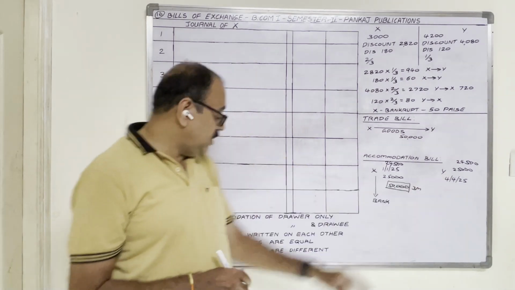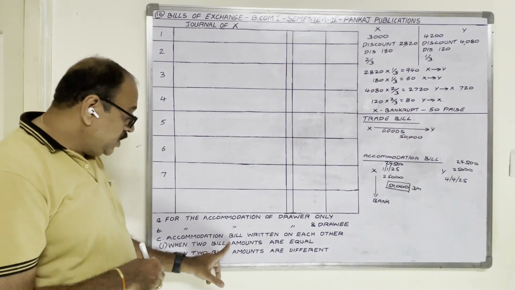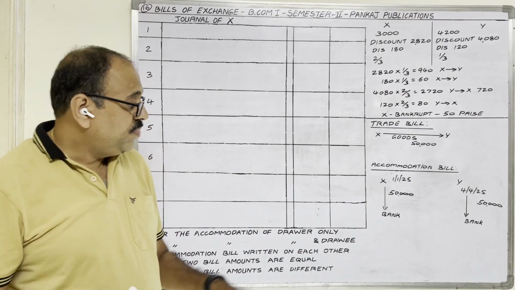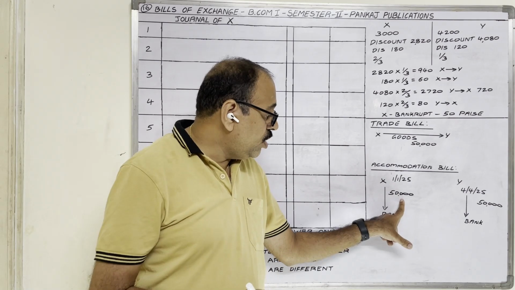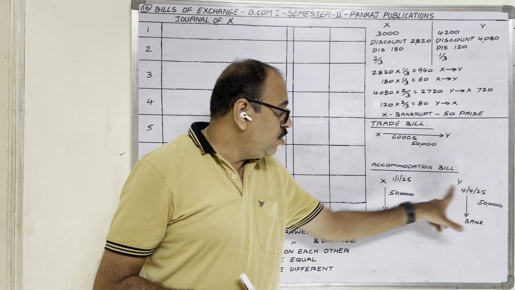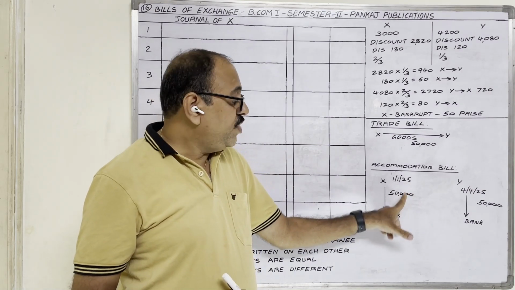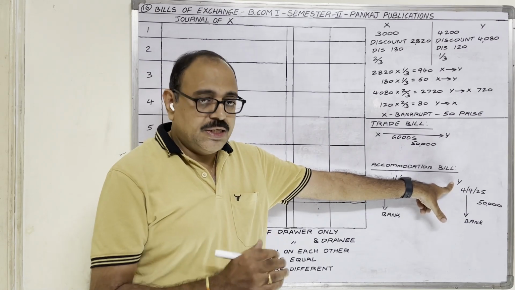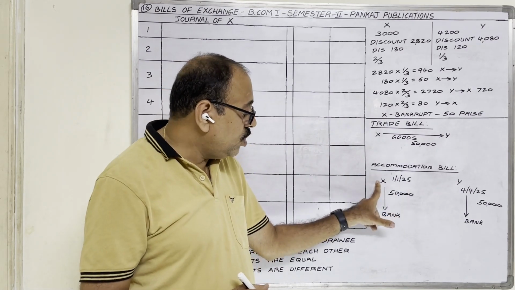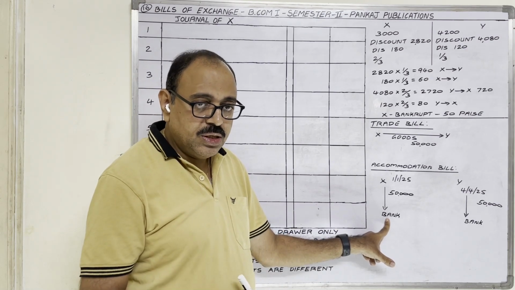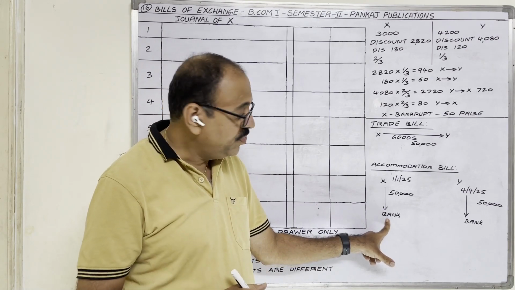Next, the third case is accommodation bill written on each other. For example, X wants 50,000 rupees on 1st January. Y also wants 50,000 rupees on 1st January. So for 50,000 rupees, X prepared a bill on Y and received acceptance. Then X discounted that bill with the bank. Suppose the bank paid 49,000 rupees. Discount loss is 1,000 rupees.